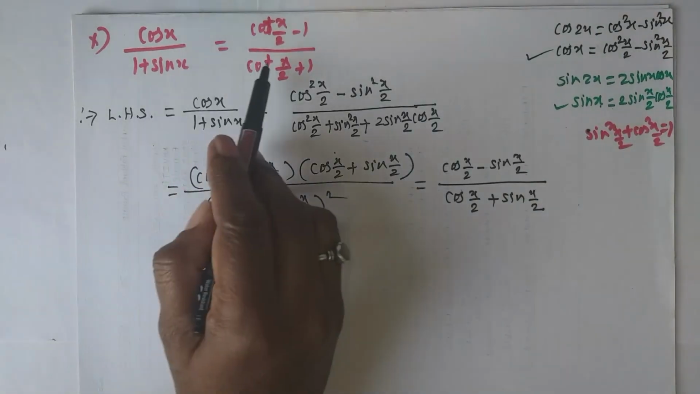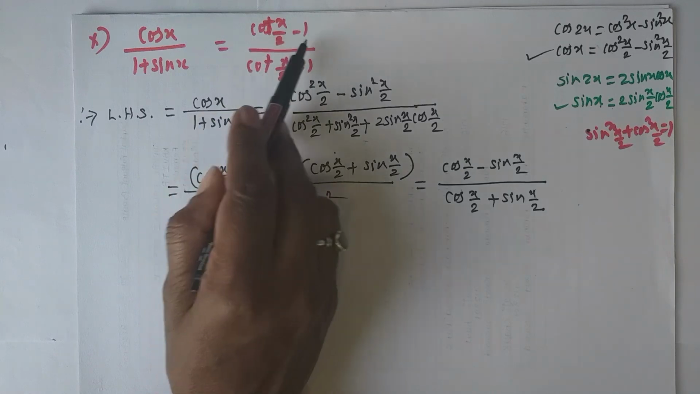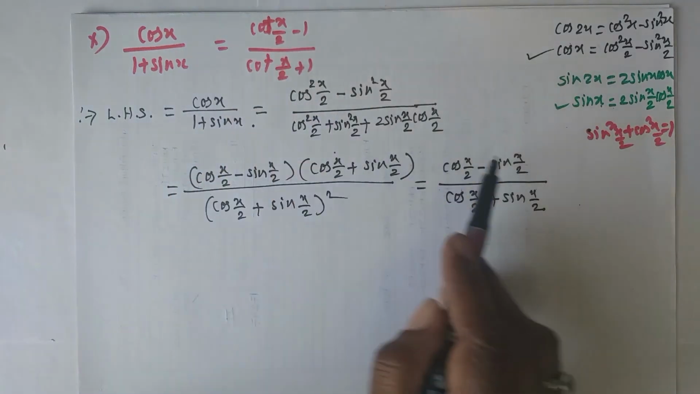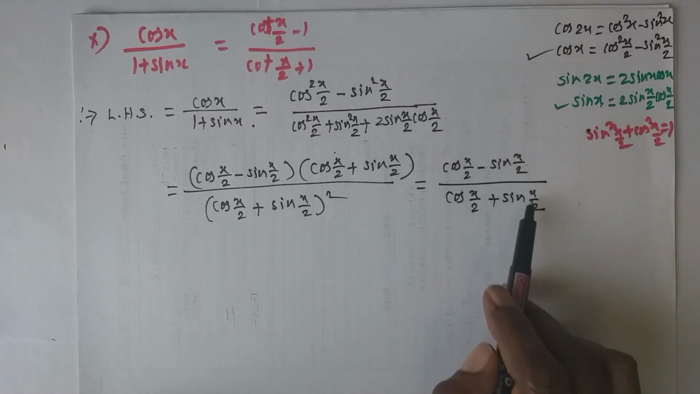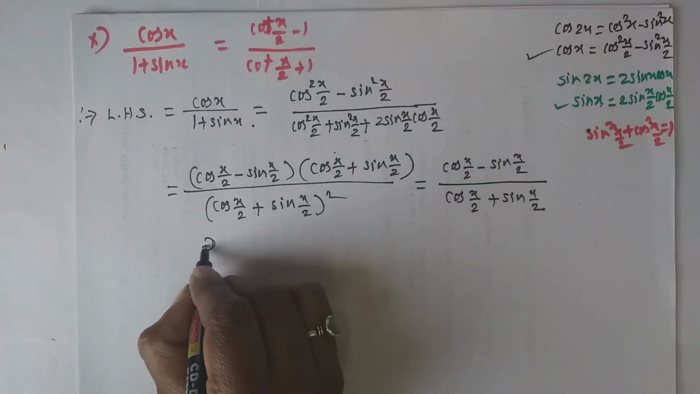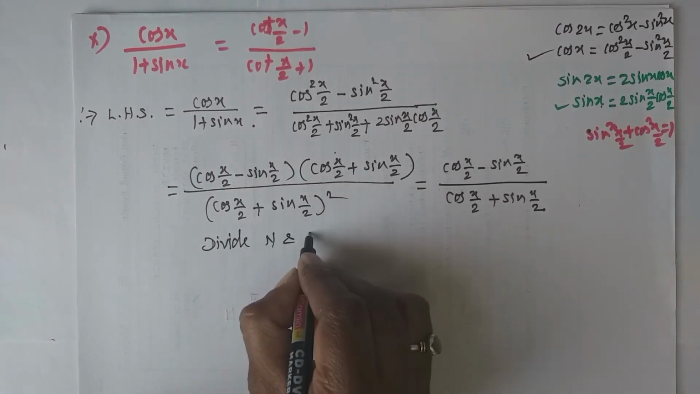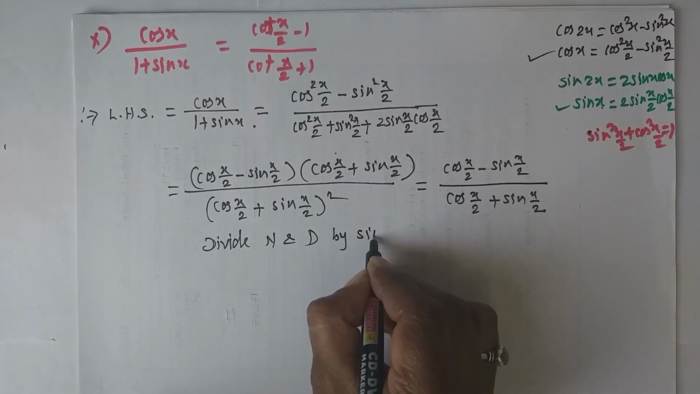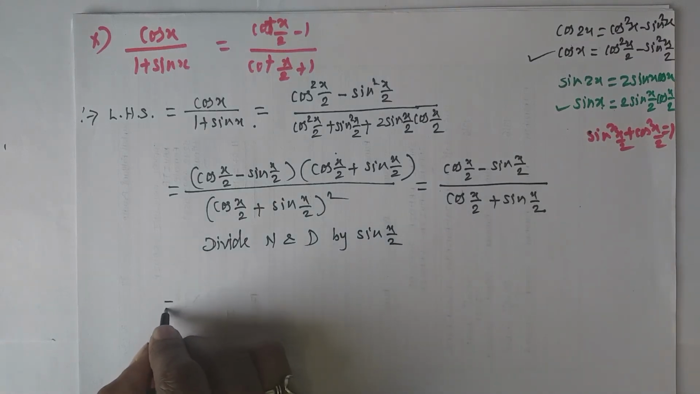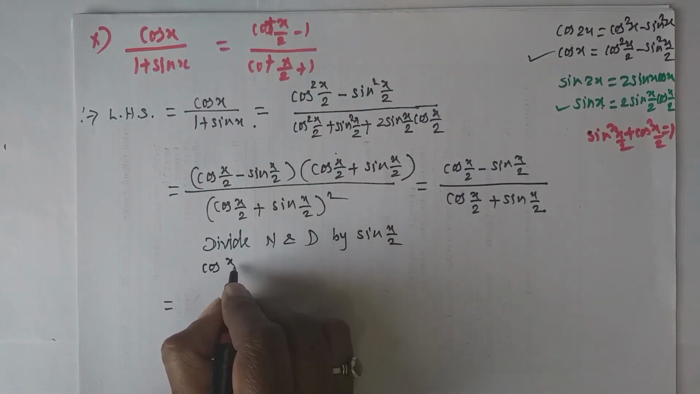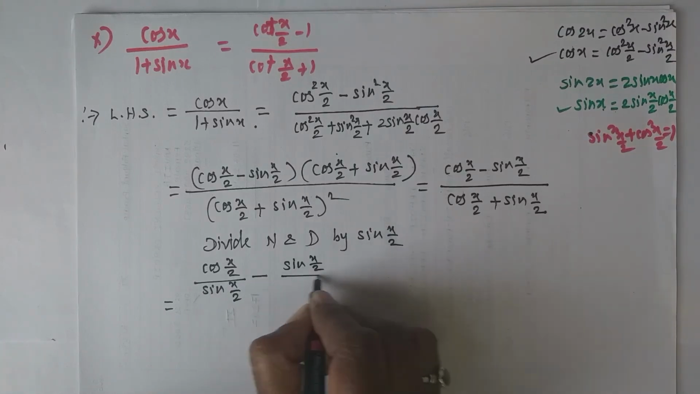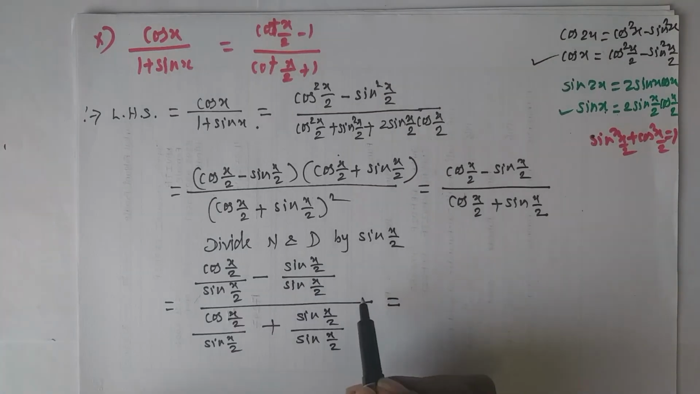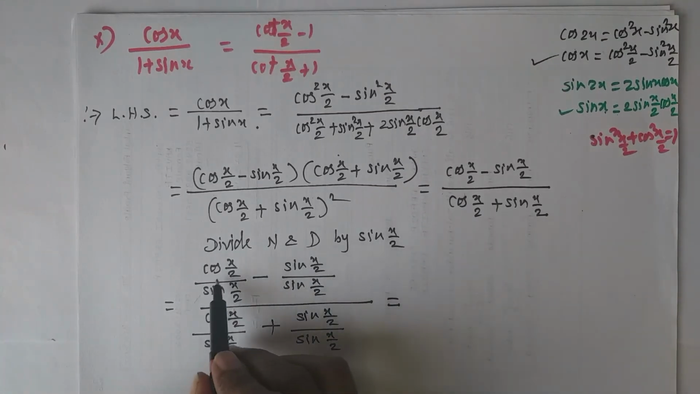Now see, in the right hand side there is cot x by 2 and here is 1. Here is 1, means I have to get here 1. Means I have to divide numerator and denominator by sin x by 2. Therefore you write down, divide numerator and denominator by sin x by 2. Therefore in the next step you write down cos x by 2 divided by sin x by 2. You divide both terms separately by sin x by 2. If I divide the numerator and denominator by sin x by 2, then what is here?